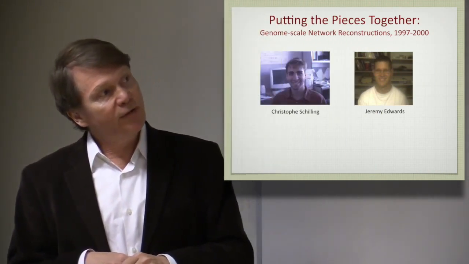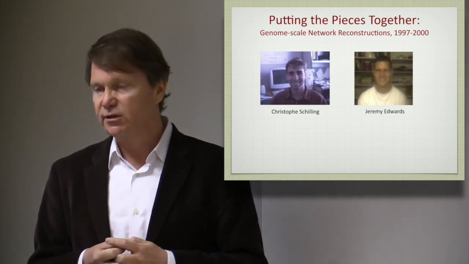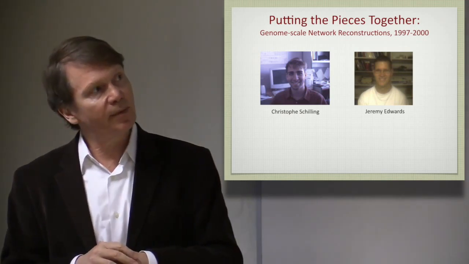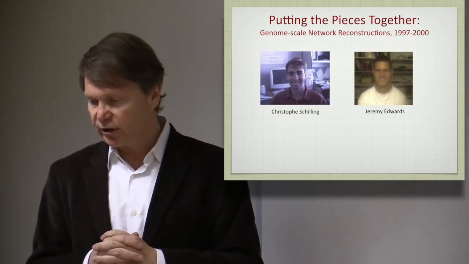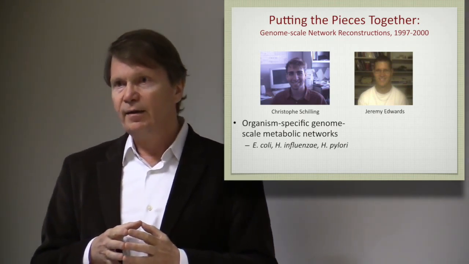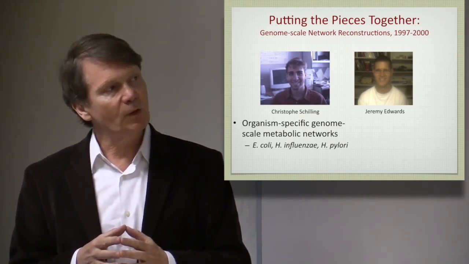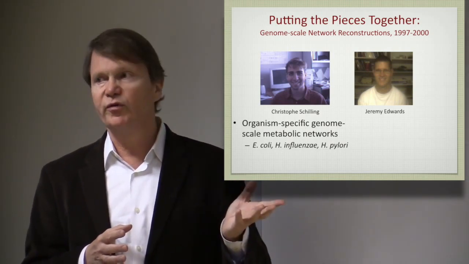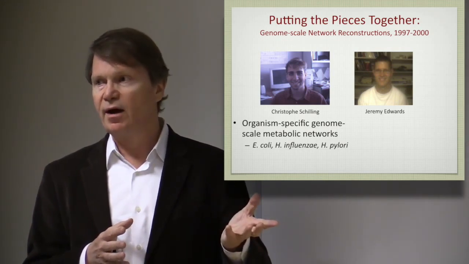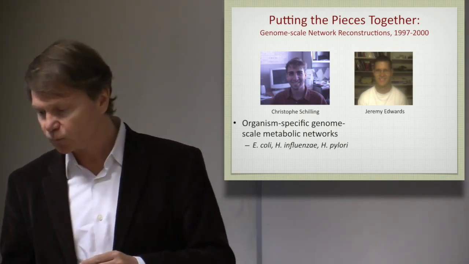So with the genomes and their annotation came this challenge of putting the pieces together. And there were two gentlemen that were actually graduate students here in bioengineering, Christoph Schilling and Jeremy Edwards, that started that process. They began to look at well-characterized model organisms or those with very small genomes. So H. pylori, that infects about half of mankind, has a genome of only 1.7 megabases, or something like that.